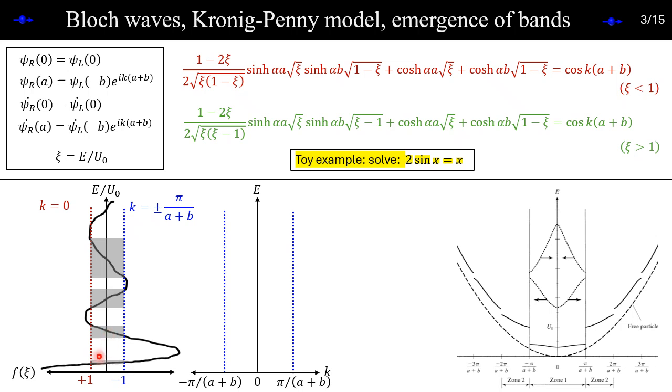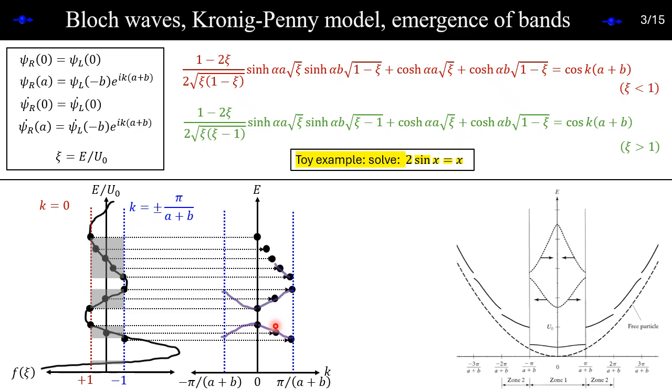I have shown how to take the mapping. Plus 1 corresponds to k equals 0, so this is mapped here, and minus 1 means k equals what? Pi over a plus b, so it is mapped here, and in between. If you connect them, you get this. Whatever we have for positive k, you get the same for negative k, because it is a cos function. Cos plus x and cos minus x are the same. So you get this first band. Similarly, you get the second band, and so on.